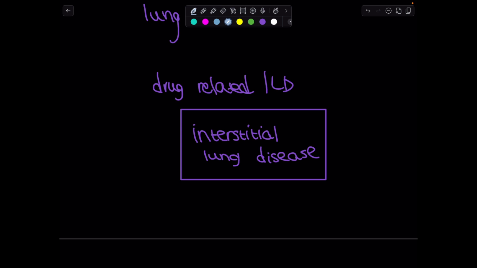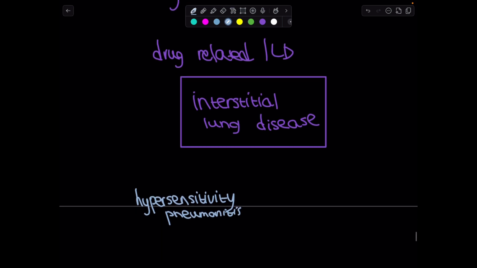Ready? 1. Name the ILD caused by inhaling organic antigens like mold. Hypersensitivity pneumonitis. Nailed it. Hypersensitivity pneumonitis. 2. What cells form granulomas in sarcoidosis? Macrophages.